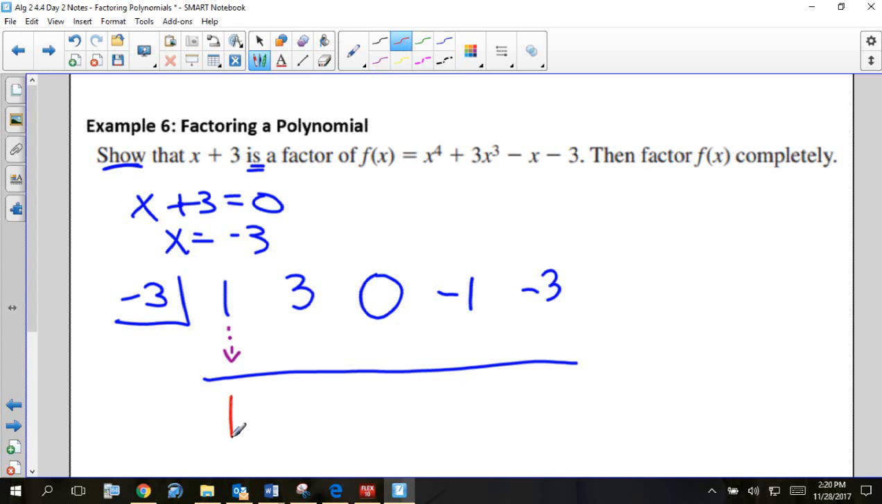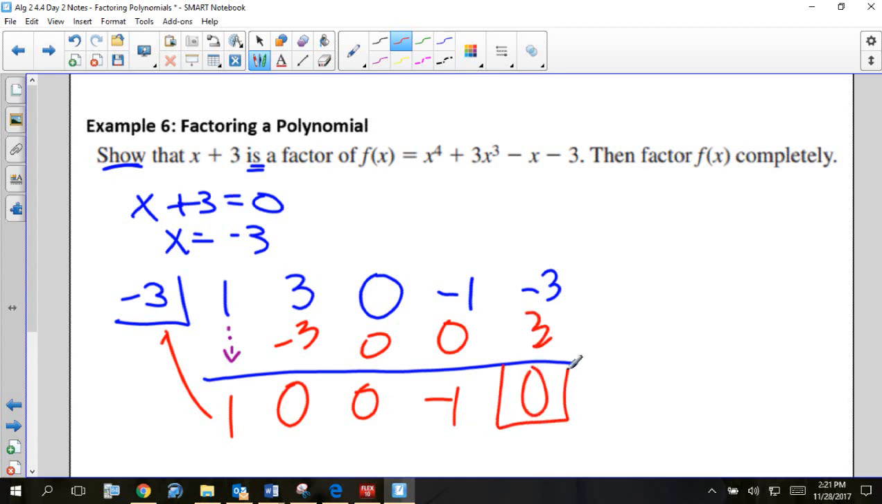Bring it down. Then what do we do? Multiply, add, multiply, add, multiply, add, multiply, add. If you've done it correctly, you should have 0 as the remainder because this is a factor. So it goes in evenly, no remainder. If you get some other remainder, then you're wrong. Because it says it is a factor, so it should work.